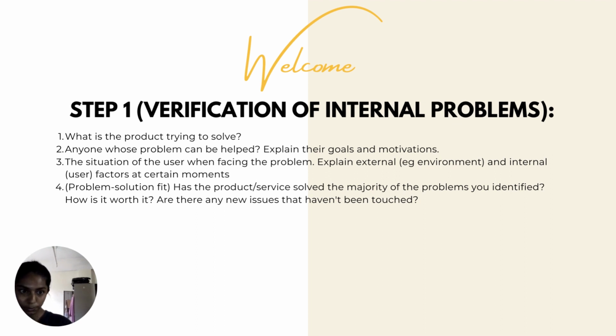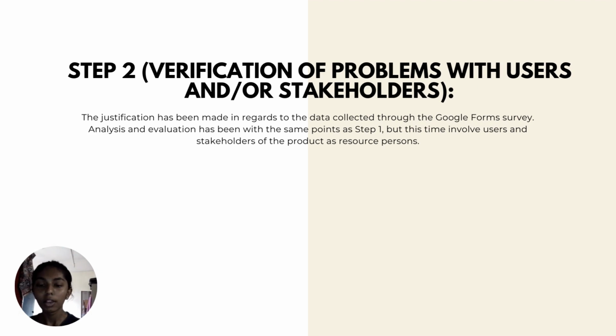For step 2, which is the verification of problems with users or stakeholders, is done not just within the team members, but it involves communication with the users and stakeholders, external or internal. We have performed an analysis and evaluation with the same points as step 1, but this time it involves users and stakeholders as the product resource persons.